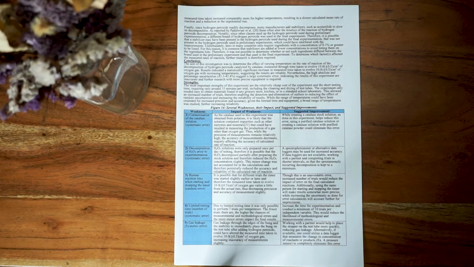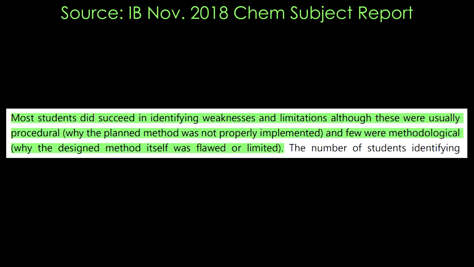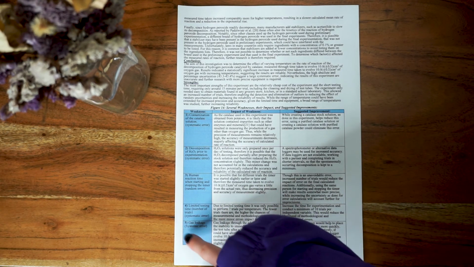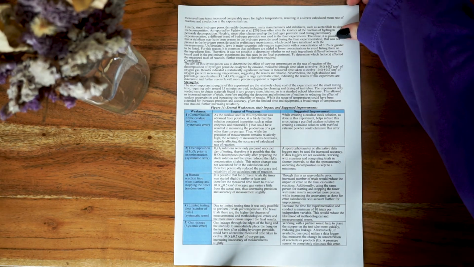It's also good to point out that the IB stated most students did succeed in identifying weaknesses and limitations, although these were usually procedural, why the planned method was not properly implemented, and few were methodological, why the design method itself was flawed or limited. I would therefore recommend that you aim to have a good combination of both procedural and methodological weaknesses. At the very least, try to have one of each. Again, for the weaknesses, I encourage you to name more than are officially required, since if the IB says some of your weaknesses aren't valid, you can still score full marks.